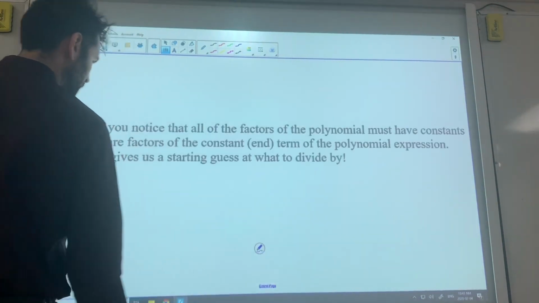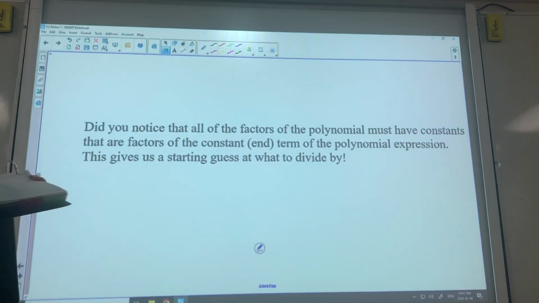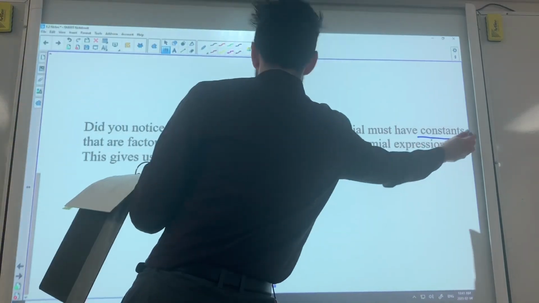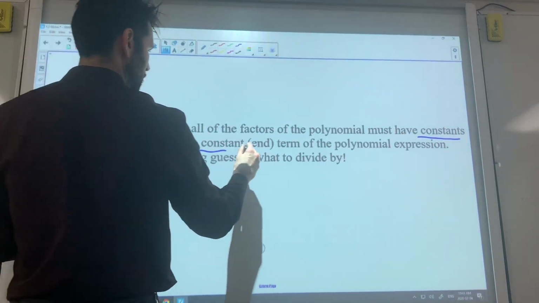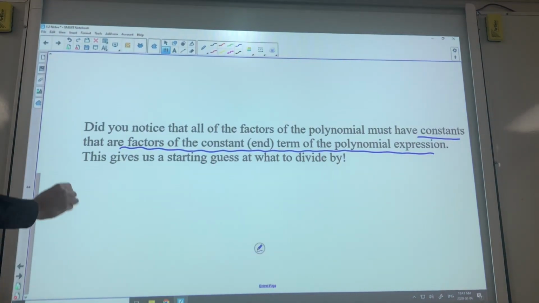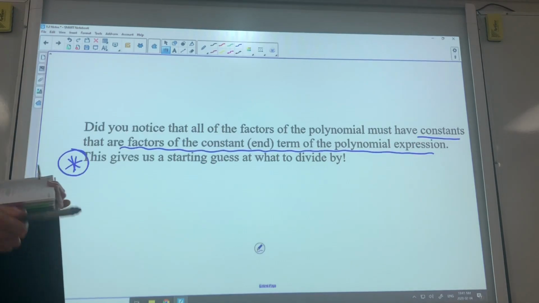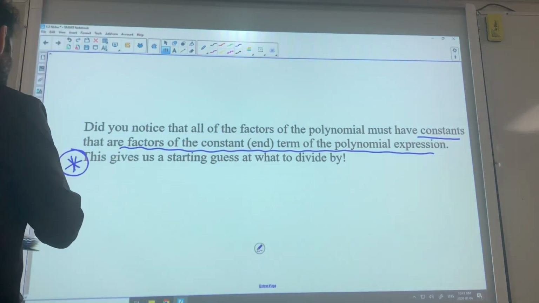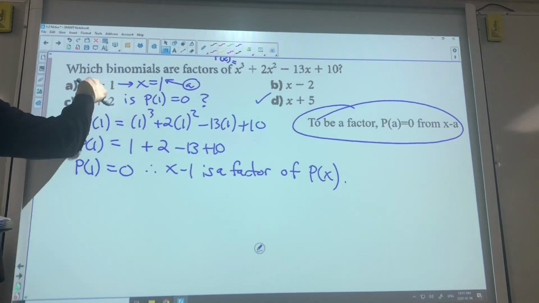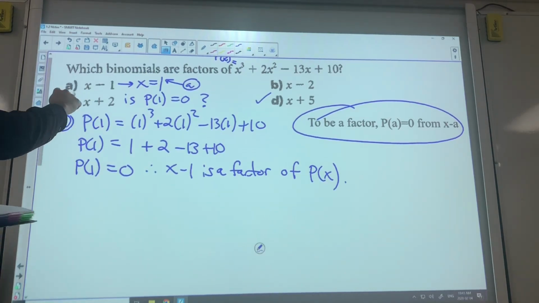There's something down here to note. Did you notice that all the factors of the polynomial must have constants that are factors of the constant or end term of the polynomial expression? This gives you a place to start guessing, because we're going to try to factor, and they're not going to say, try x minus 1 or try x plus 1. You're going to have to guess.